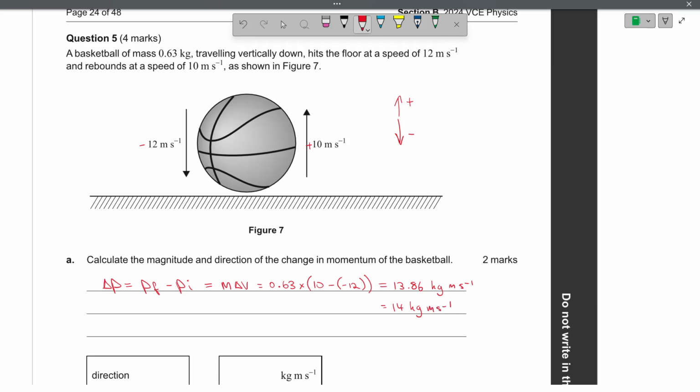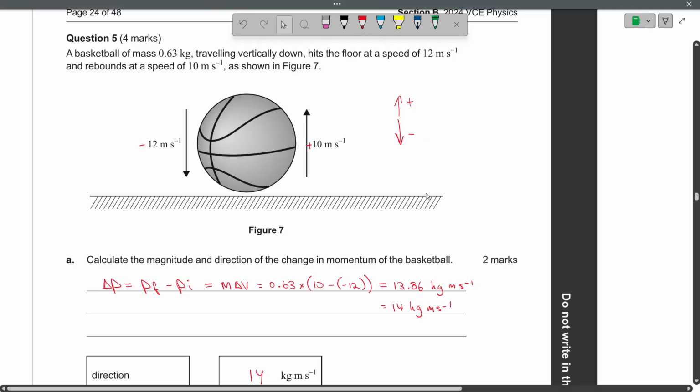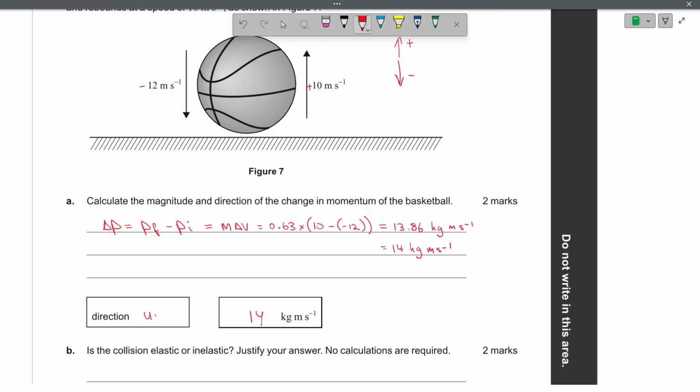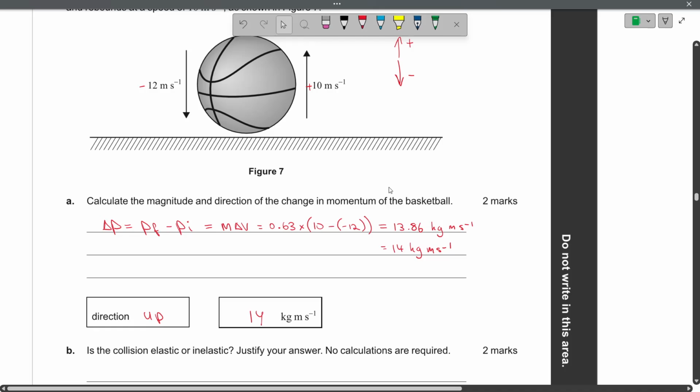Alright, so we can fill that in. And what is the direction of the change in momentum? Well, look at our sign conventions. We've said that up is positive, down is negative. Our final change in momentum was a positive number, so that means the change in momentum must be up. So you can draw an arrow, or you can just write up. And that's your 2 marks, 1 for each box.